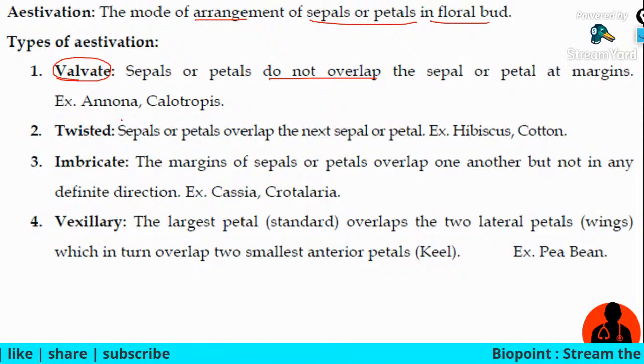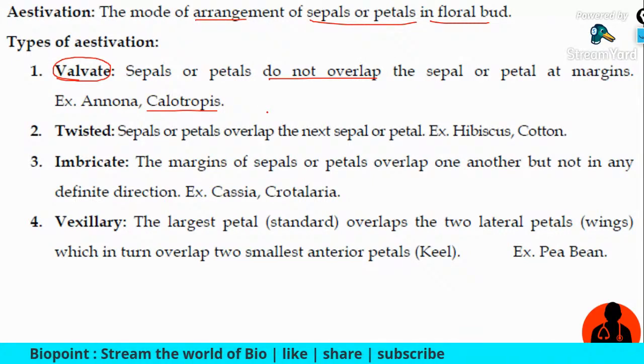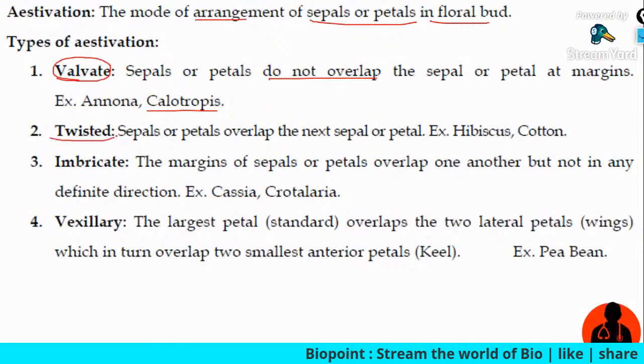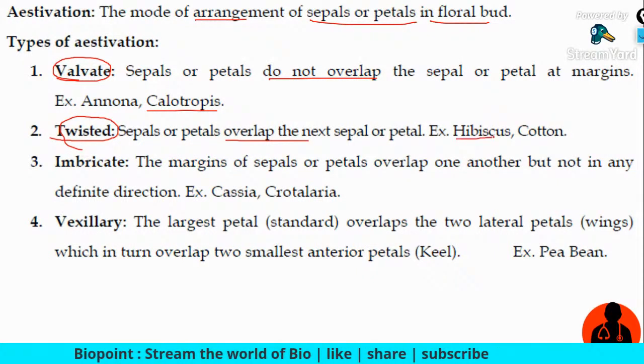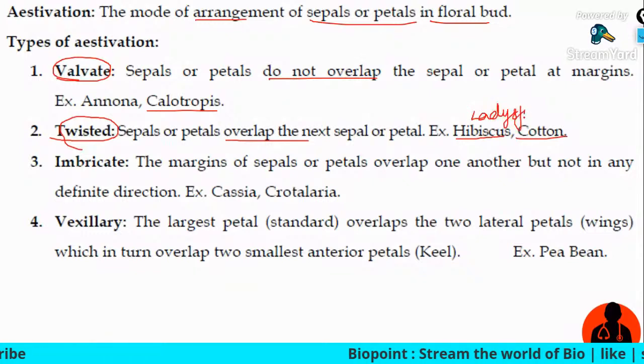Valvate aestivation is seen in calotropis. I would suggest you learn the examples from NCERT. Clear? So, valvate aestivation is in calotropis. Next, twisted aestivation, that is, sepals and petals overlap each other. For example, hibiscus, cotton, lady's finger.